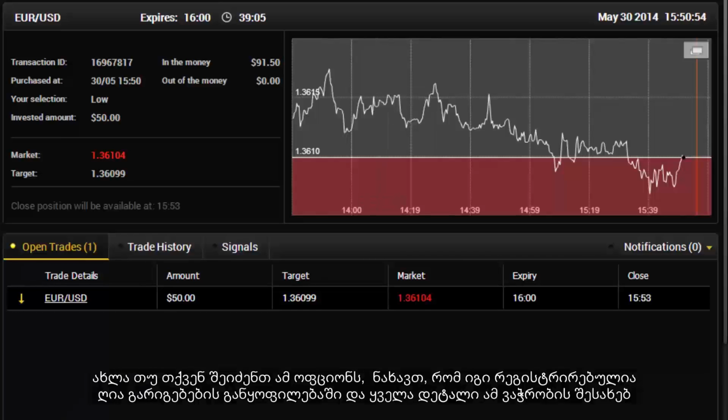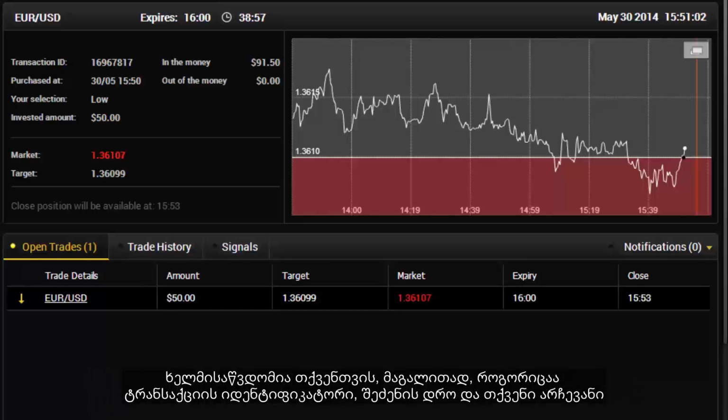Now, if you buy this option, you can see it is registered in the Open Trade section, and all details about this trade are available for you to see, such as the transaction ID, purchasing time, and your selection.